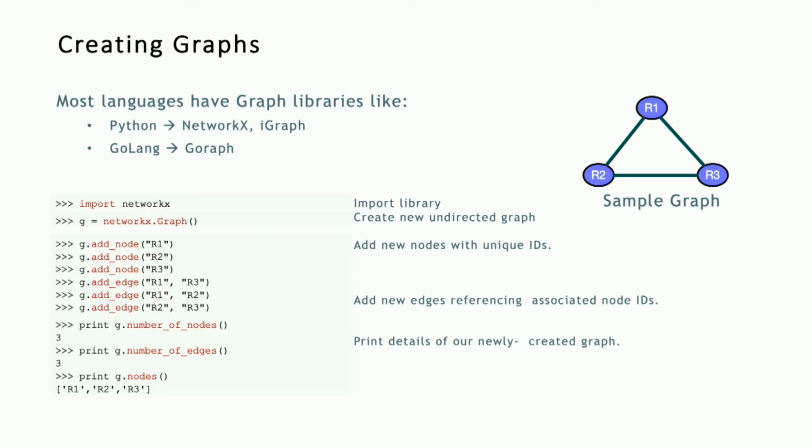This is just a sample code to show you how to create a graph. On the right is the representation, let's say R1, R2, R3: you have three nodes in the graph and three edges associated with them. The code shows you how to create the graph. The graph is an undirected graph, which means that between R2 and R1, the edge itself has no direction associated with it. If you want to create a directed graph, you have to use a different form of graph.